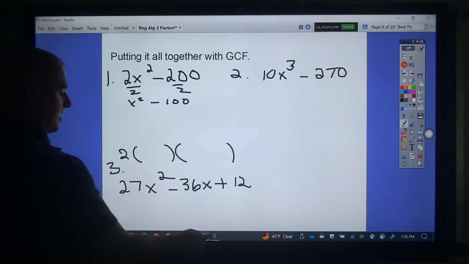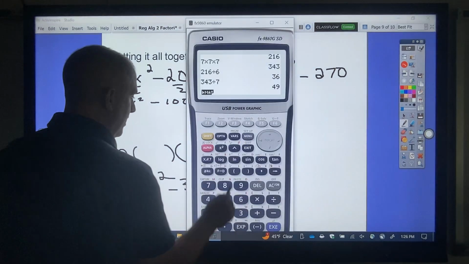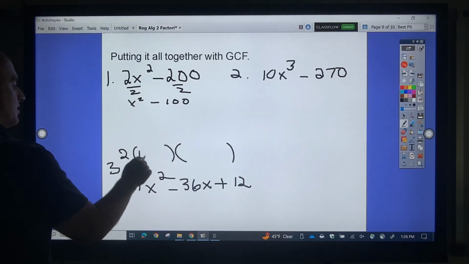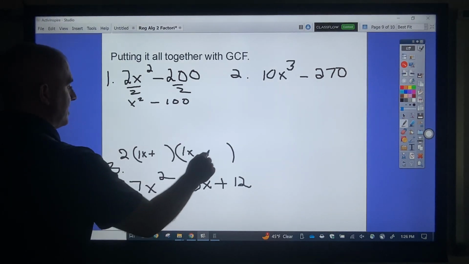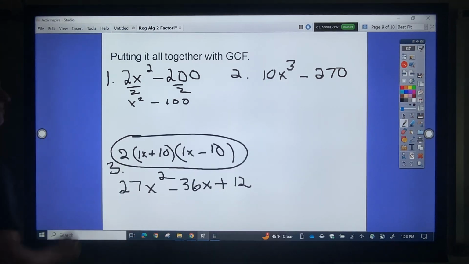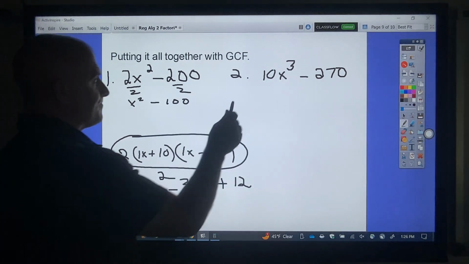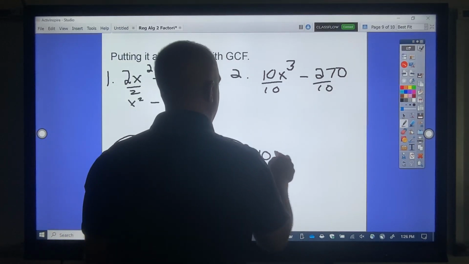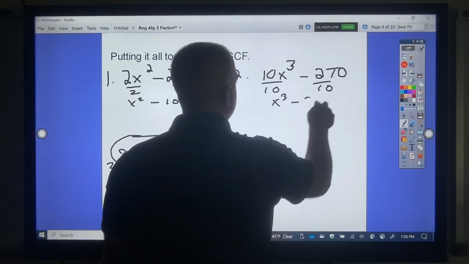All right, and I can check this. Well, I know square root of 1 is perfect. Square root of 100 is 10. Okay? So this is going to be 1x plus, 1x minus, with the 10 and the 10. Okay, and that is it. Okay? This one, I think 10 goes in here. 10 divided by 10. So 10 is going to go down with my answer. That's going to be x cubed minus 27.